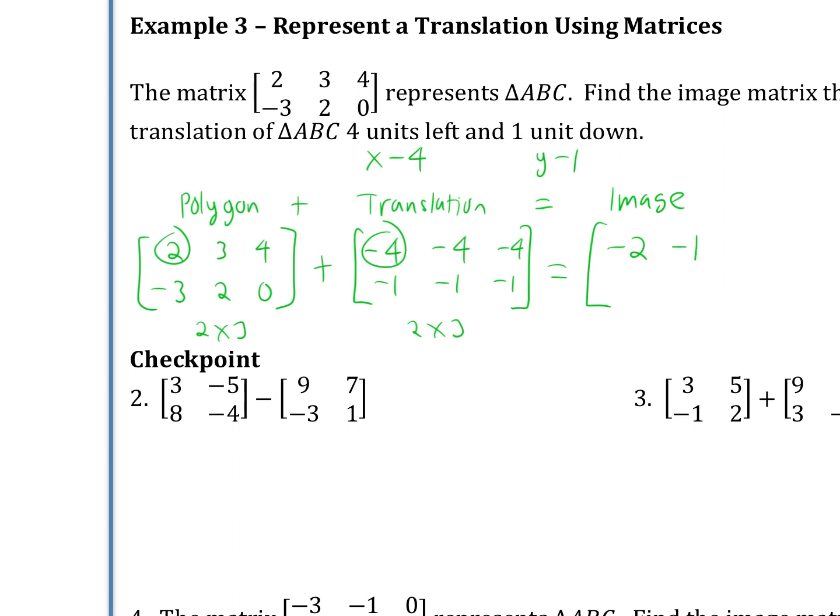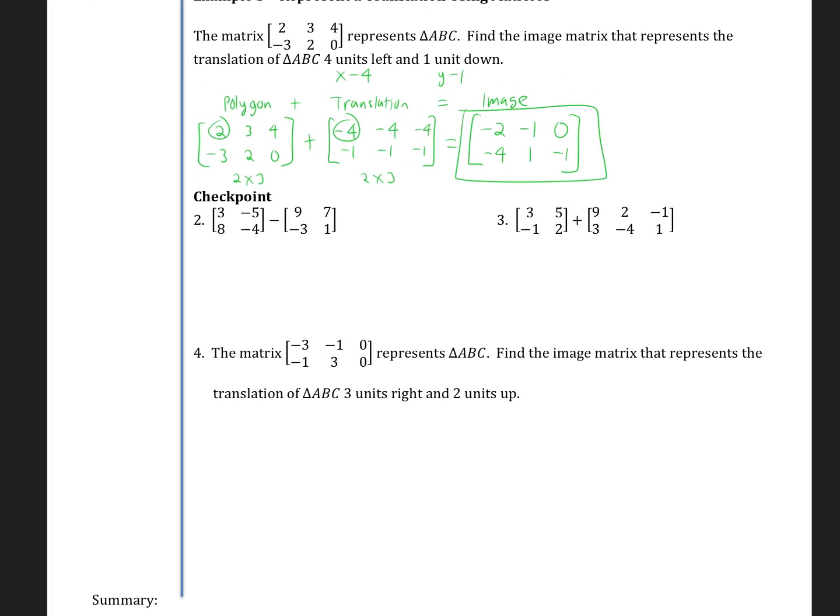Why don't you guys see if we can finish this off here? Go ahead. All right, then we have 4 plus -4 is going to be 0. Bottom left, -3 plus -1 is -4. 2 plus -1 is 1. And 0 plus -1 is -1. Okay, and that's going to be the image. So basically it's the same thing as we've been doing, it's just a different representation of it, okay? All right, we have some checkpoints here. Why don't you guys go ahead and do the checkpoints, see how you do.